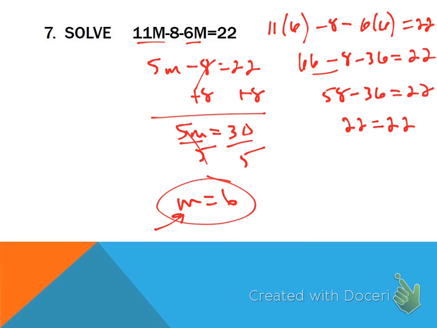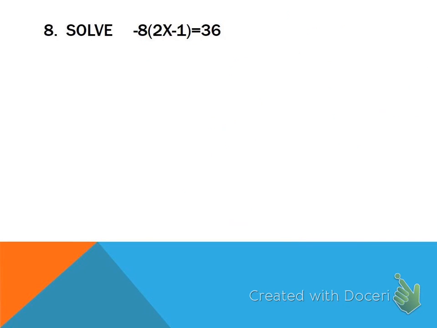Okay? And so that's a true statement as well. Check your answers. Do yourself a favor and make sure that you're getting these right by plugging in and checking your answers. Okay? All right. Number 8, it's the same concept. We still want to simplify. We want to distribute the negative 8 here, get negative 16x plus 8 equals 36.